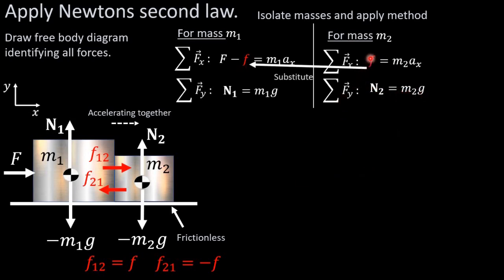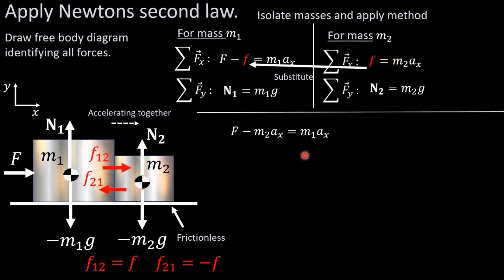Then if I substitute F into here, so what I'll do is replace F with m2 times ax, I'll get this equation. If I add this term to both sides and factor out a, I'll get this. And then if I divide both sides by m1 plus m2, I get the acceleration of the system, the acceleration of the two masses. So that's one example of how we apply Newton's second law using free body diagrams.